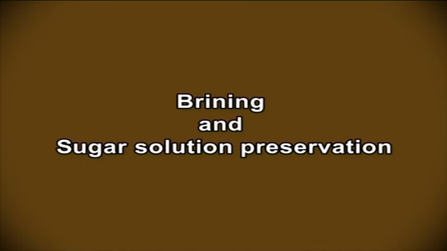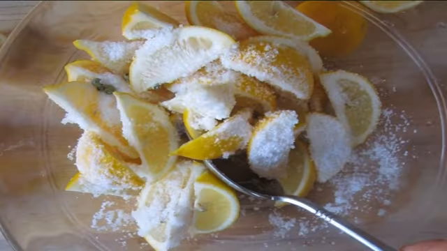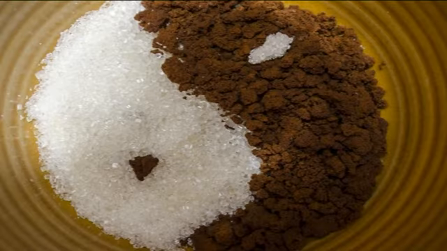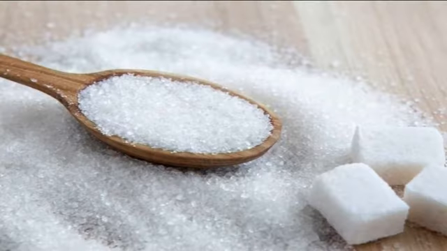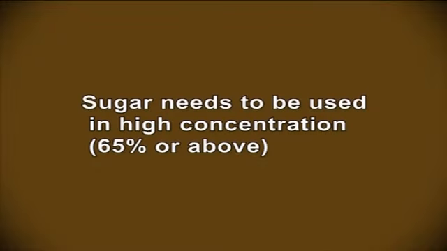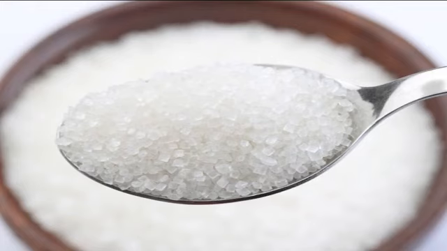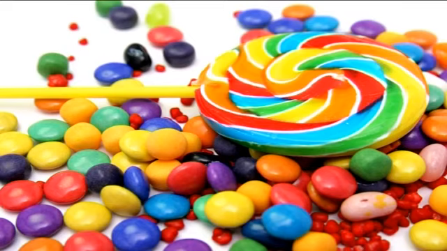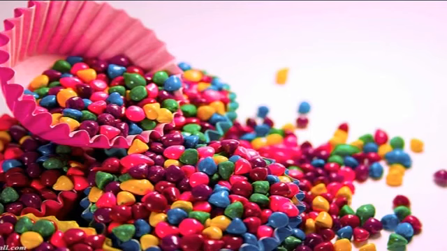Brining and sugar solution preservation. It means the usage of salt and sugar for food preservation. Sugar binds moisture and thus can preserve food by preventing the growth of microorganisms. However, sugar needs to be used in high concentrations, that is 65% or above. Products such as jams and jellies are preserved by using sugar. Most of the candies, both hard and soft, are preserved using sugar.